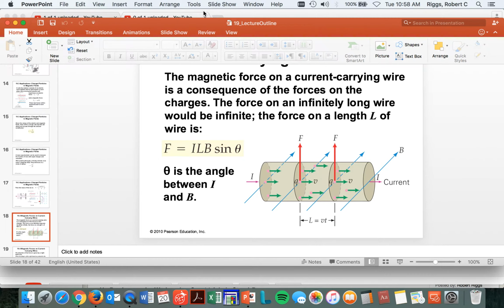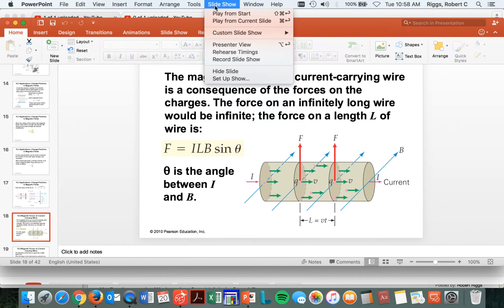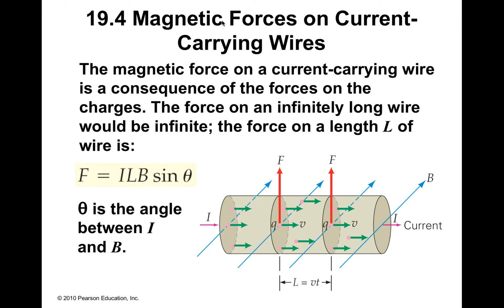We've got a magnetic force acting on a wire. Look what we have: current flowing through here. I've got charges flowing, and the perpendicular portion of the magnetic field is going to create a force on these charges.